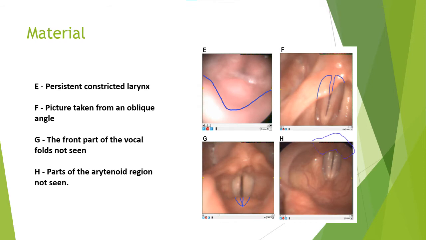Picture E is an example of a persistently constricted larynx. F is taken from an oblique angle. G is where the front part of the vocal folds is not visible. And H is where parts of the arytenoid region are not visible.